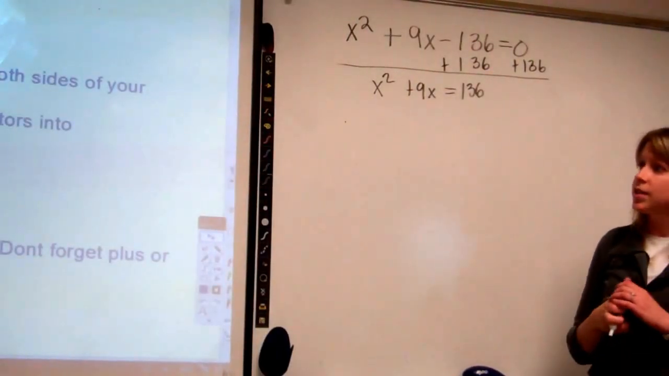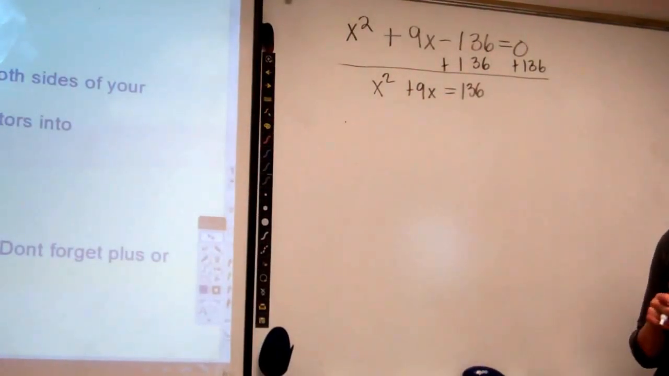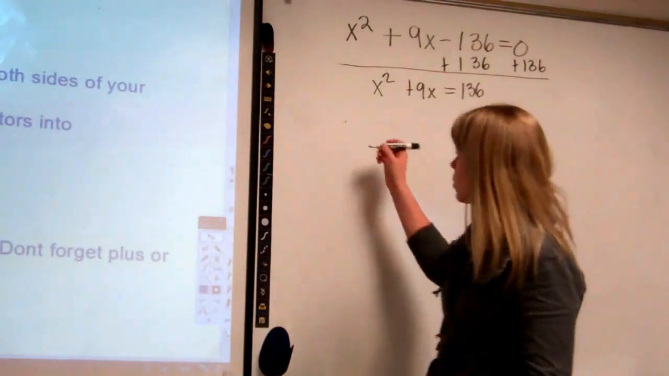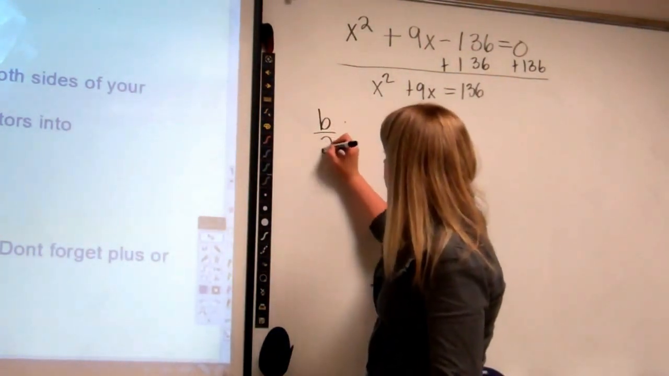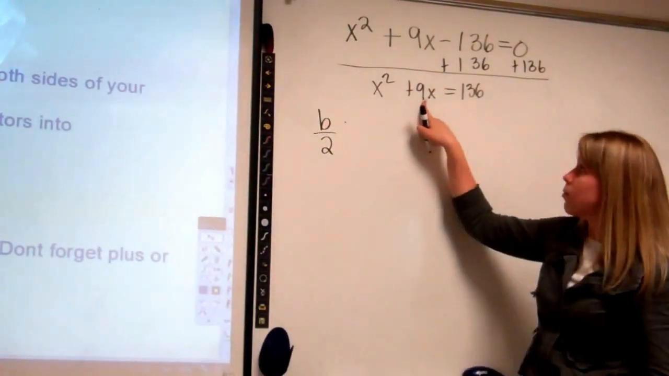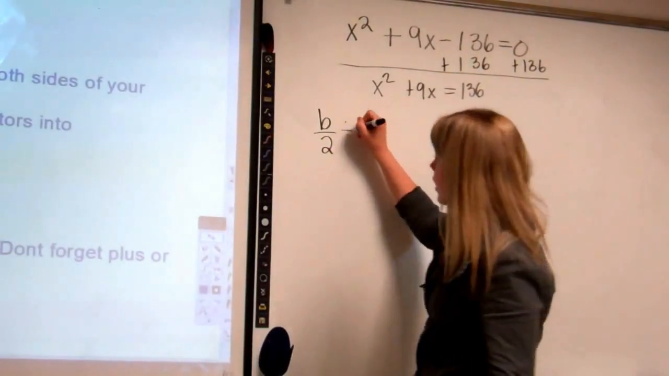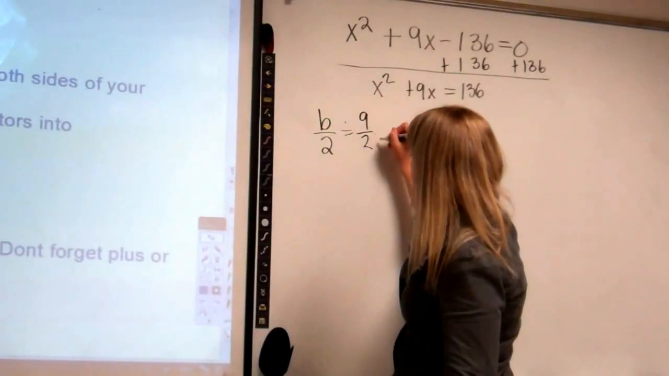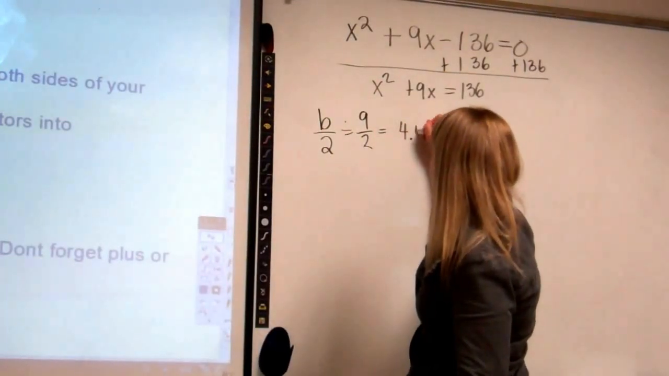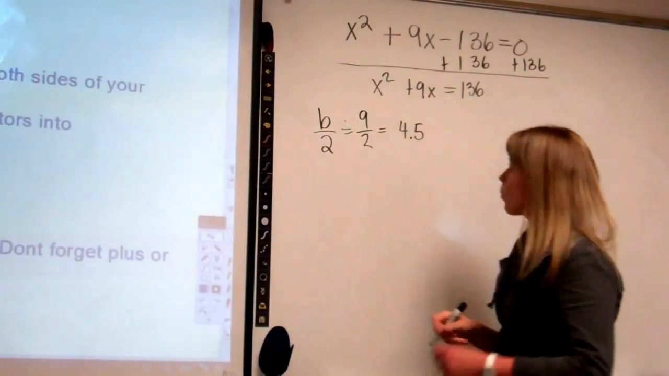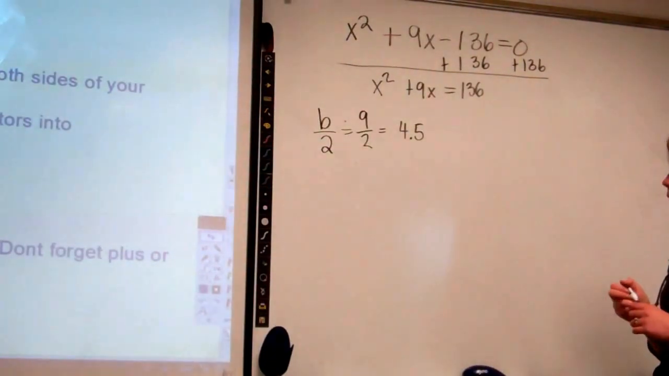So the next step on your notes says calculate b over 2. Our b value is the number in the middle attached to the x. In this case, it's 9x. We're going to take 9 and divide it in half, and you get 4.5. You're going to hang on to this number, 4.5, because we're going to use it again.